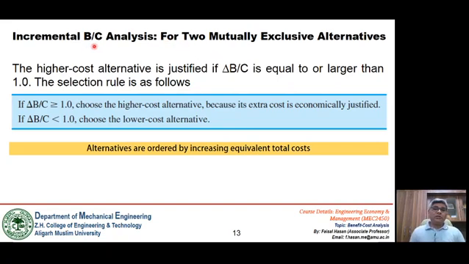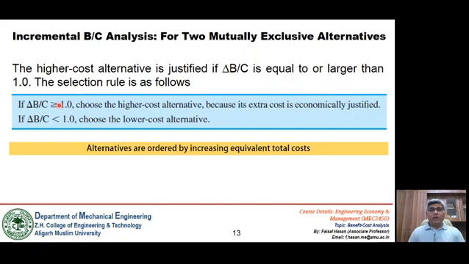Again, the basic criterion is that the higher cost alternative is justified only where the incremental benefit to cost ratio is equal to or larger than 1, that is, greater than or equal to 1. Only then is the higher cost alternative to be chosen. Otherwise, we will stick with the lower cost alternative.